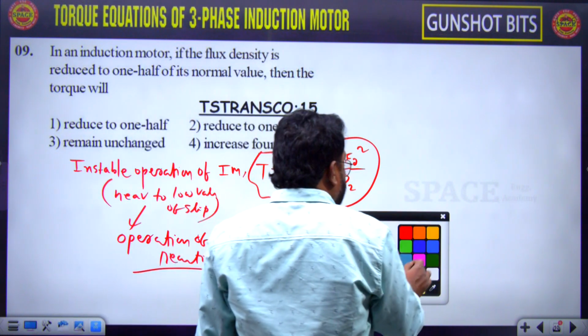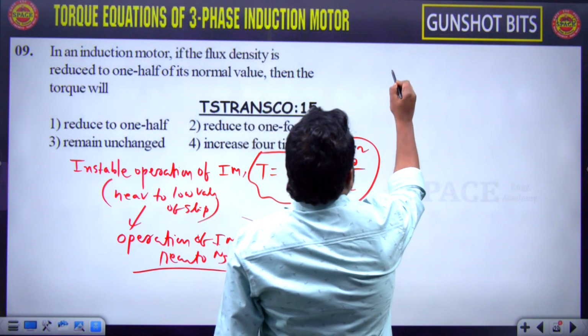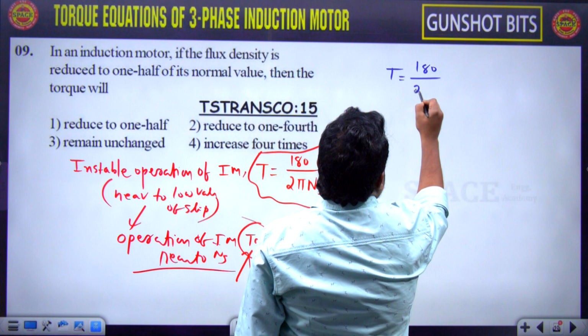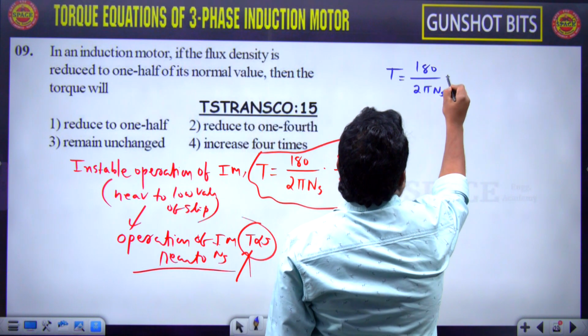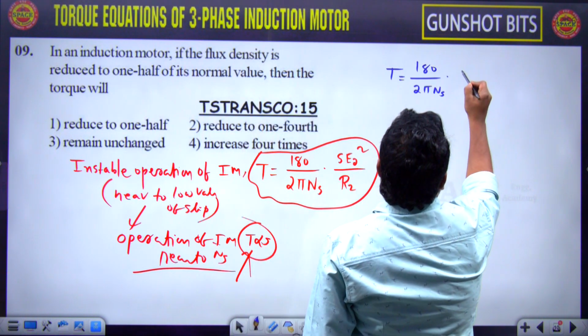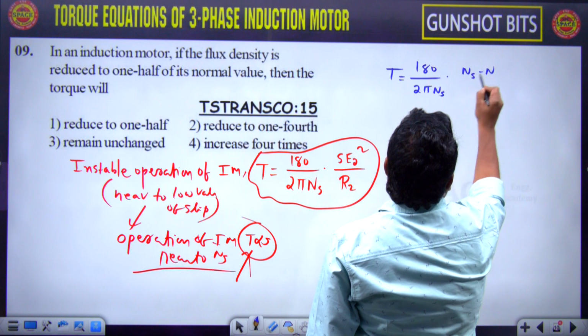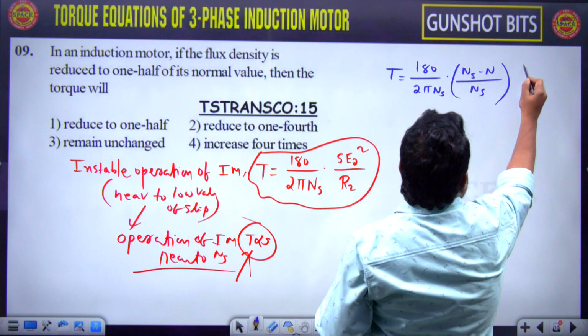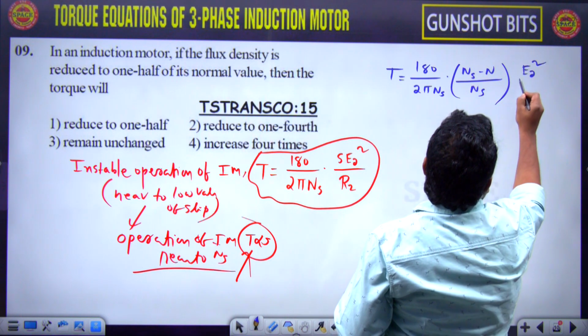So this equation can be rewritten as T is equal to 180 by 2 pi ns, where s can be written as (ns minus n) divided by ns, multiplied by E2 square by R2.